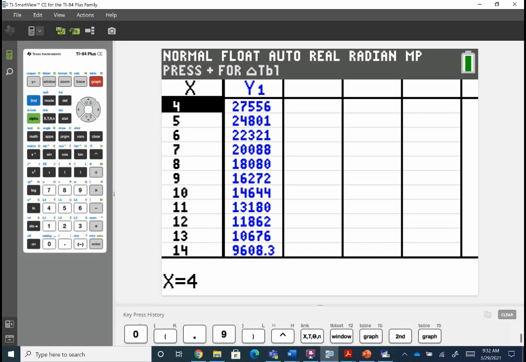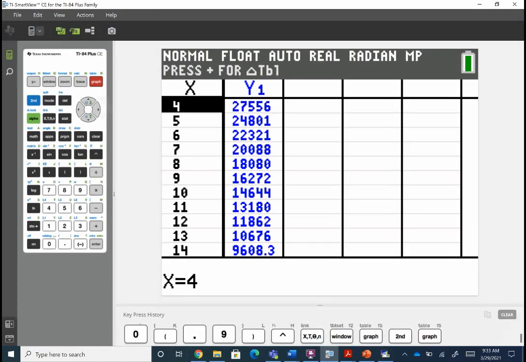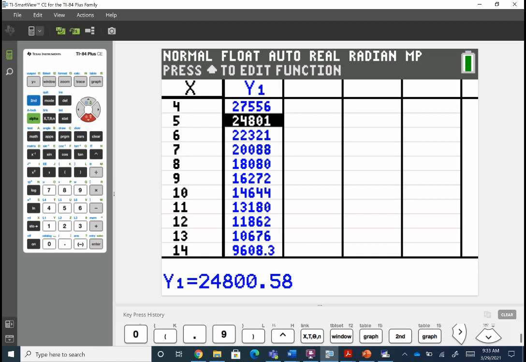This table is just a table of ordered pairs. We could plot those, but they don't look overly nice to plot, though. They're getting kind of big on us. So let's figure out when are we going to get below 15,000. I'm going to go to my y's. I want to get under 15,000.